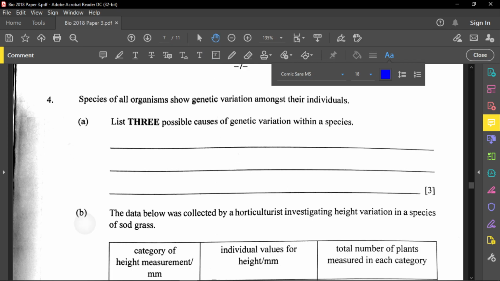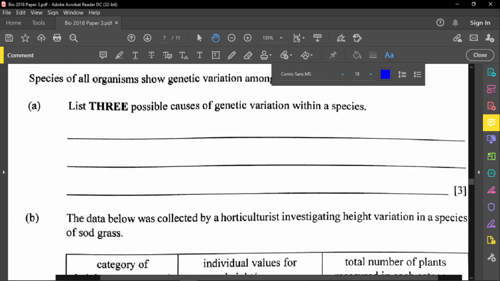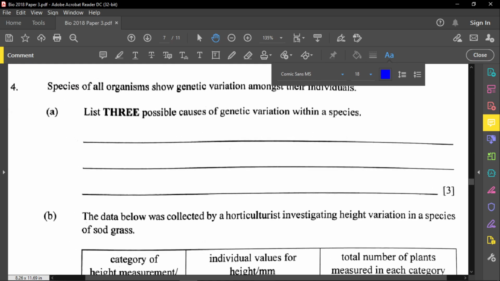Let me get a little bit of zoom into this so I can make this slightly bigger. All right, excellent, right there is perfect.